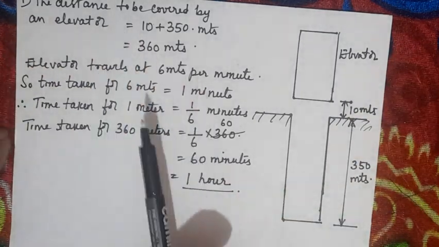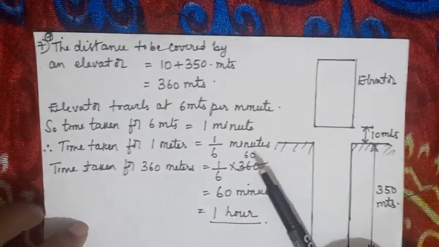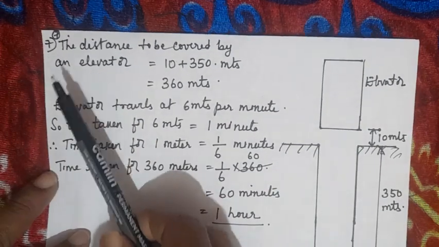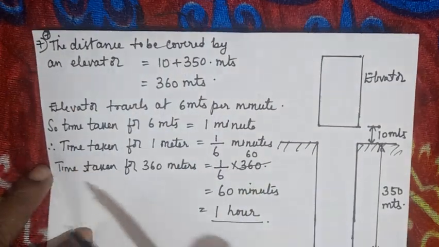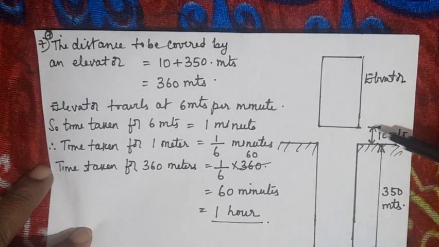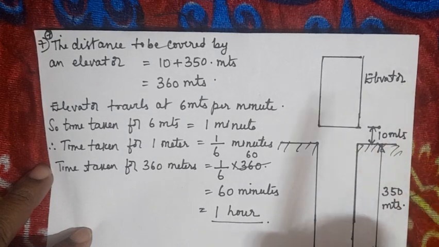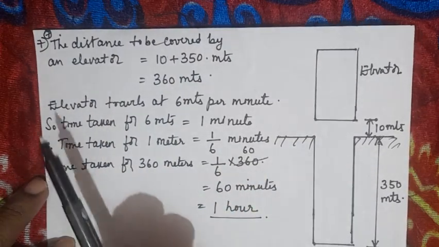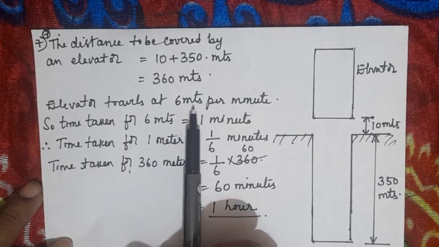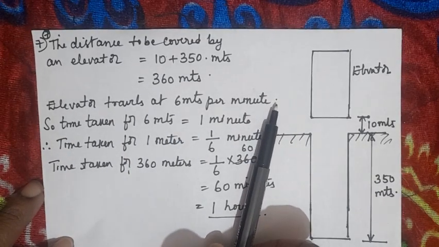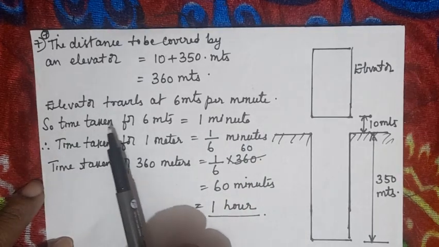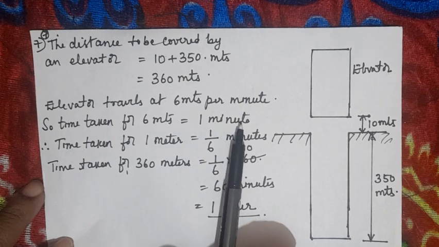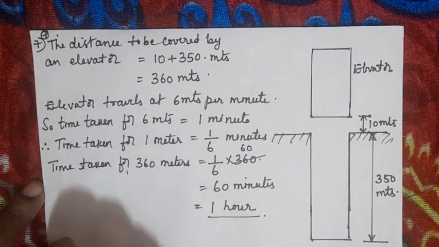Now let's solve the problem. Take the data. The distance to be covered by the elevator. What is the distance to be covered by the elevator? This 10 meters plus 350 meters. 10 plus 350, that is 360 meters it has to travel. The elevator travels at 6 meters per minute. This is the speed of the elevator. So per 6 meters it will take 1 minute. That is, per minute it will travel 6 meters.